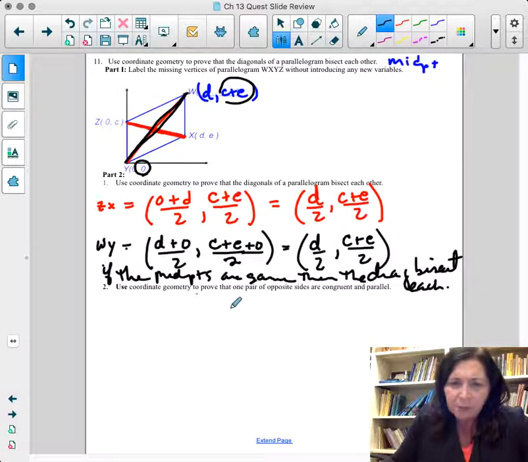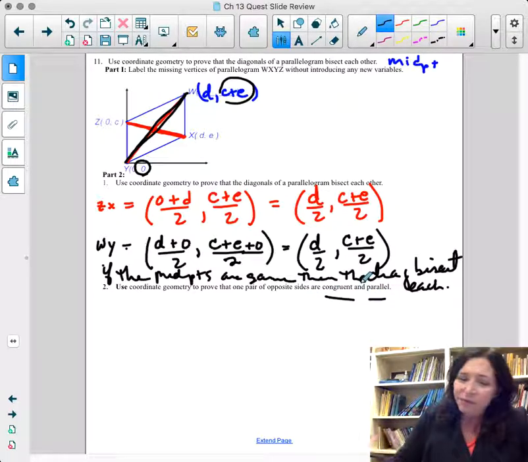use coordinate geometry to prove that one pair of opposite sides are congruent and parallel. So if I want to prove that one pair of opposite sides are congruent and parallel, I'm just going to pick WZ. So I guess I'll use this side here and this side here, okay? YX, yeah, that'll work. So let's prove that they're parallel first.